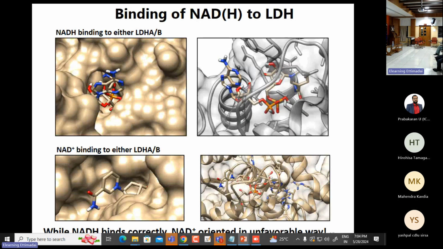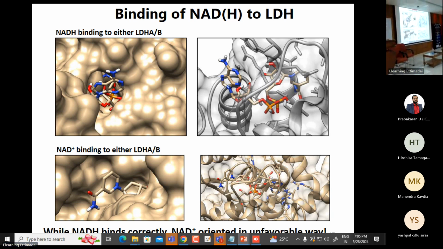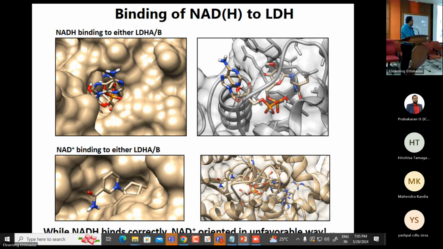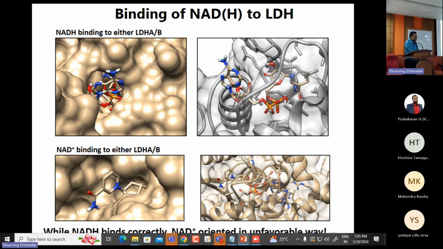So you can see here that NADH, if you see, NADH is supposed to bind to which one very favorably, will be to A, right? NAD plus should bind to B. But both of them are okay, they are able to bind. Sometimes the orientation was reversed. Instead of the nicotinamide ring going in, the other part is going in, right? NAD plus, for example, oriented in the unfavorable way, that is the reverse, in one of the dockings. It's just some visual thing for you to understand.